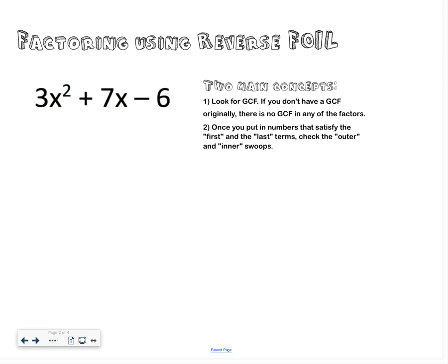So when I'm factoring, I'm going to use the reverse FOIL, and there's two main concepts that I want you to remember. So I always tell my students to look for a GCF. So if I have my terms 3, 7, and negative 6, I look to see if they have any common factor. So it looks like maybe they would have 3, but 3 doesn't go into 7, so it's not a GCF. So if there's no GCF originally, there's not going to be a GCF in one of the smaller factors. For instance, I'm not going to have like 3x minus 6, because then I could pull out a 3 and have 3 times the quantity of x minus 2.